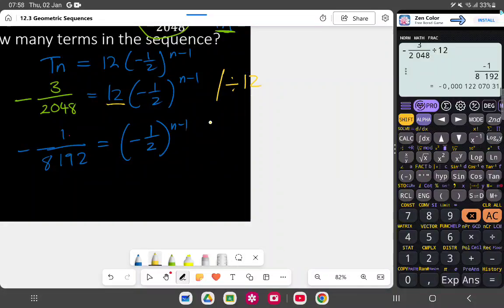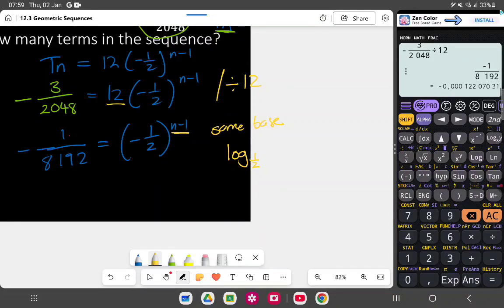Now, what is your goal? You want to have the same base. And the reason for that is your unknown is the exponent. We're going to use the logarithm. So we're going to input log. Now remember, we can't put in a negative number. So we put positive a half.